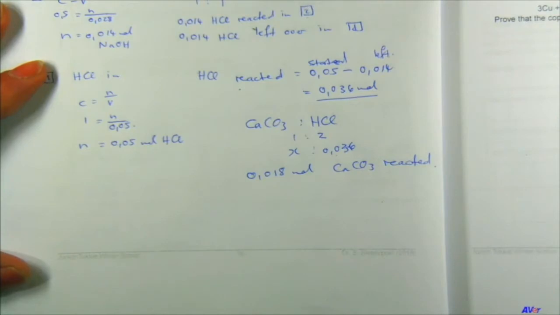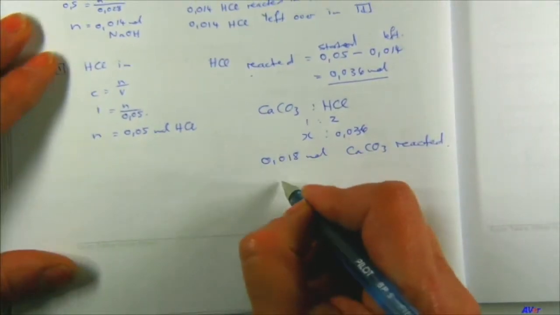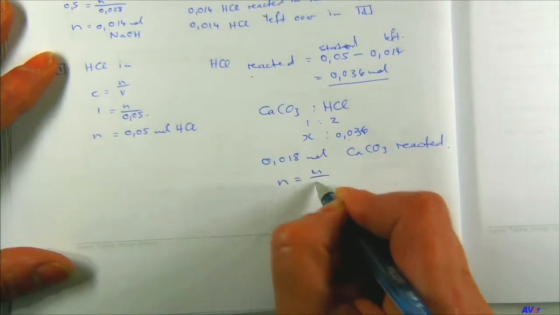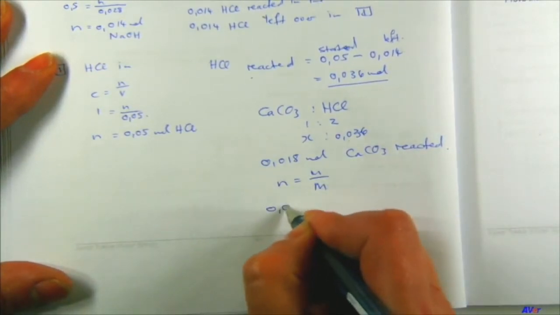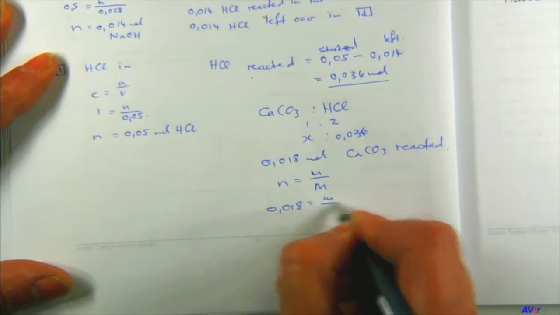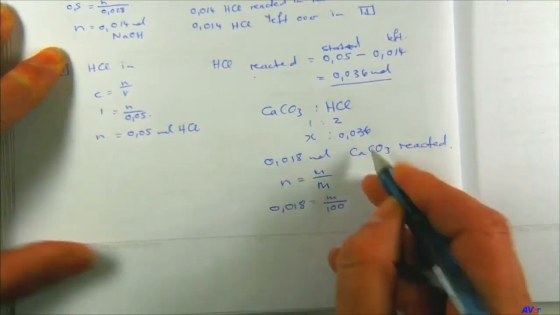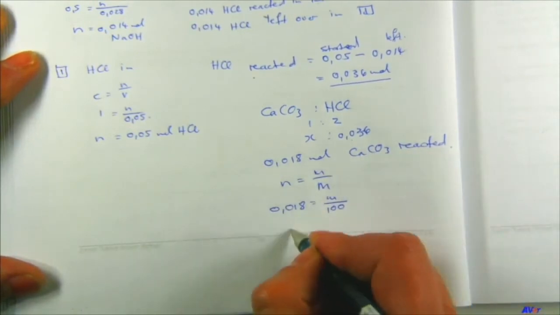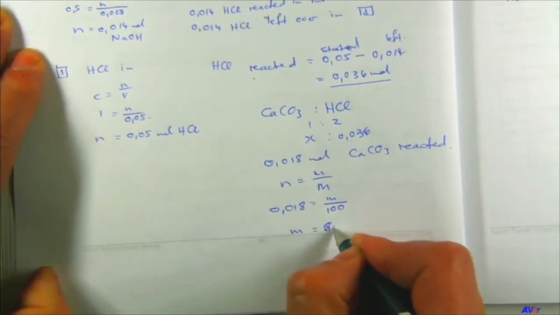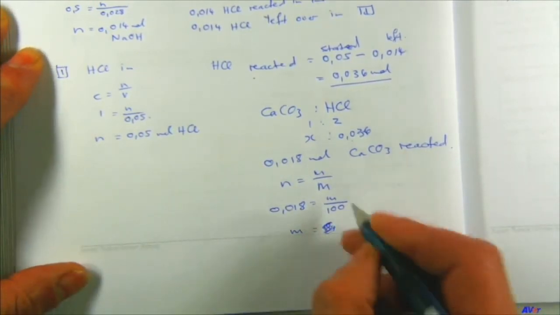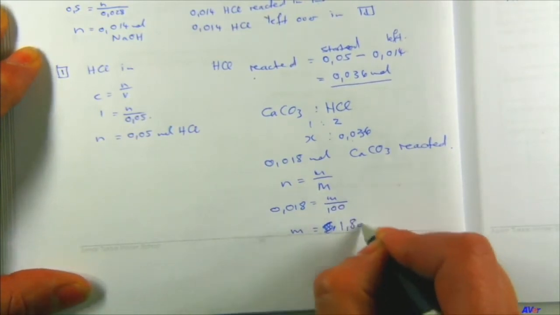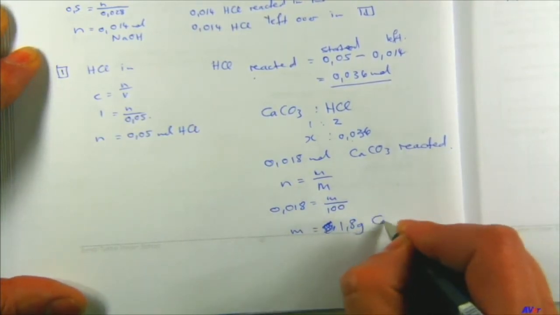Did they ask us moles? No, they asked mass. But okay, it's easy to go from moles to mass. Moles is mass divided by molar mass, 0.018. Remember, we're working with calcium carbonate, so you have to use 100, which is the molar mass of calcium carbonate, and then you get a mass of 0.018 times 100, 1.8 grams of calcium carbonate.